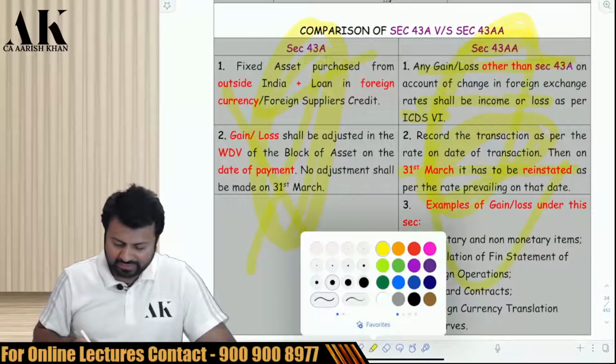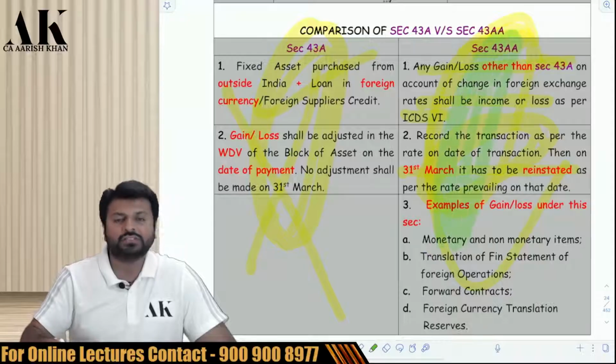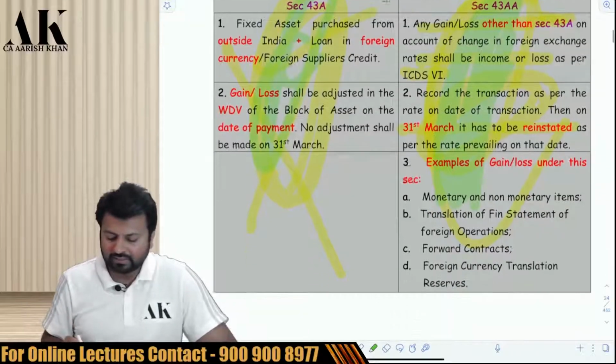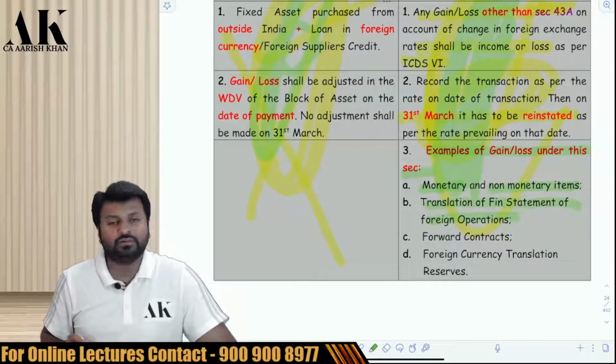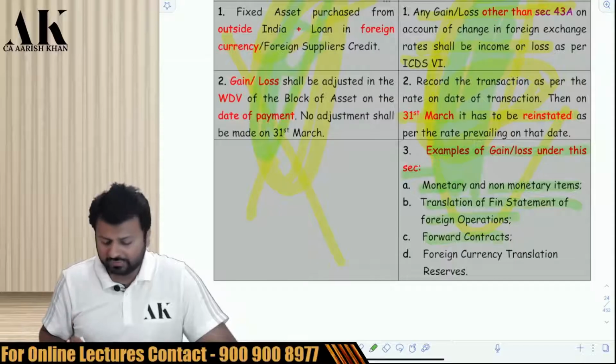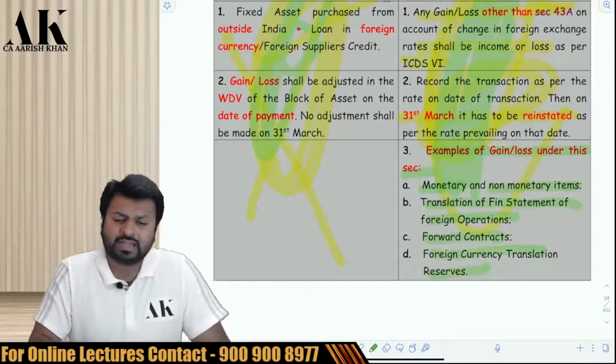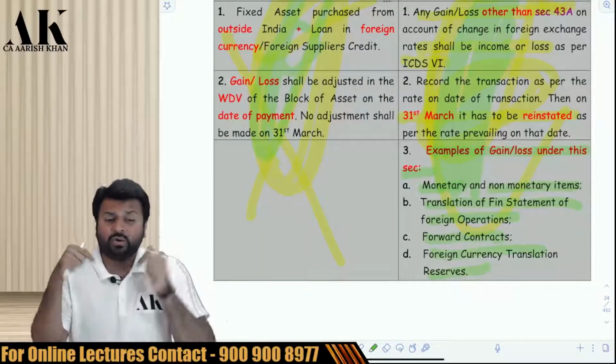Now listen carefully. This is the universe. There are a lot of things which will come over here apart from this. Examples of gain or loss under this section: monetary item, non-monetary item, everything has to be adjusted. Translation of financial statements of foreign operations. Forward contract and foreign currency translation reserve. These are some of the examples given by the government of India which will get adjusted over here.